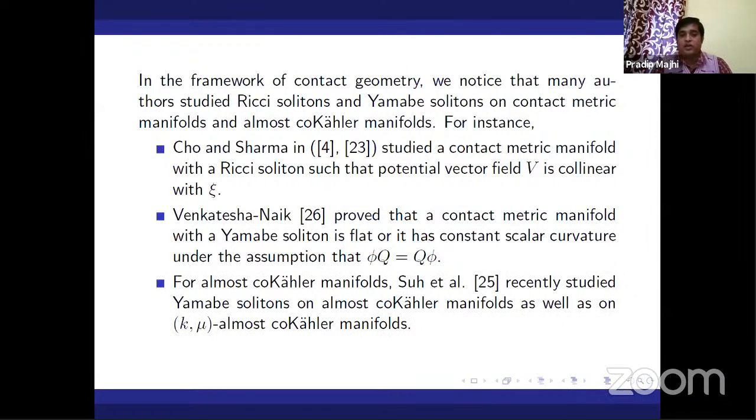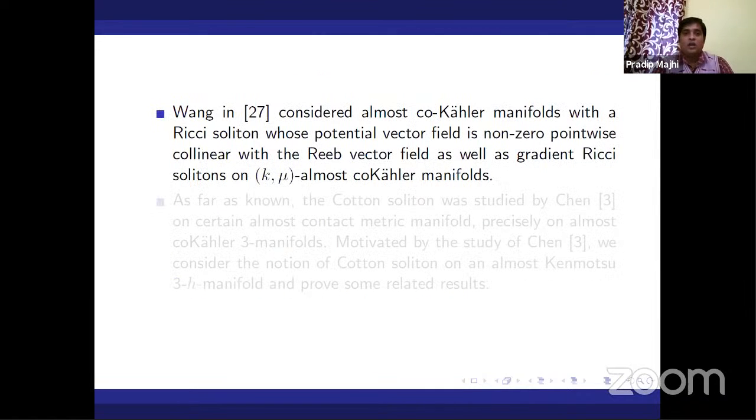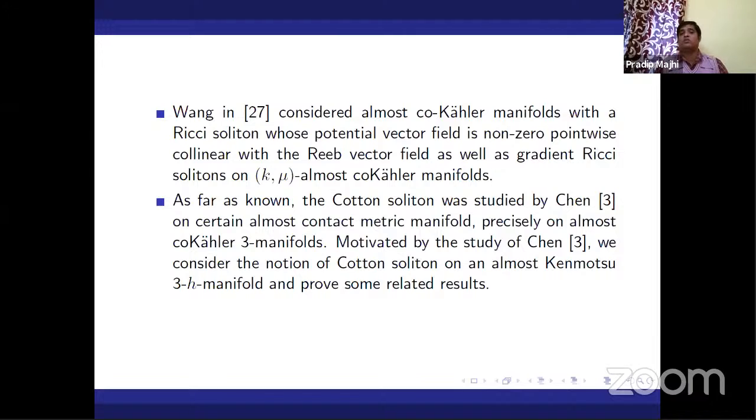Recently, Yamabe solitons on almost co-Kähler manifolds as well as on semi almost co-Kähler manifolds were studied by Professor Shu, a Korean mathematician. And Wang recently studied almost co-Kähler manifolds with a Ricci soliton whose potential vector field is pointwise collinear with the Reeb vector field, as well as gradient Ricci solitons on semi almost co-Kähler manifolds. As far as we know, cotton solitons were studied by Chen on certain almost contact metric manifolds, especially on almost co-Kähler 3-manifolds.